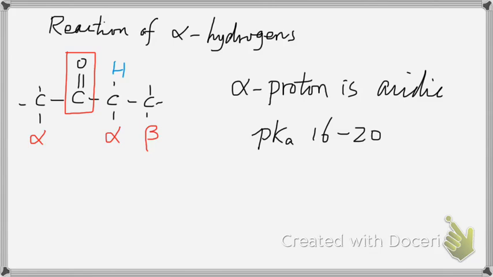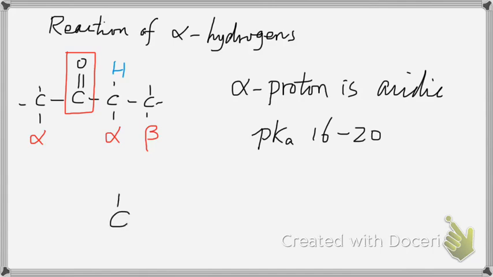So why is the alpha proton of the carbonyl acidic? Back to chapter 4 regarding the acids and the bases. I said this many times in class. If you are asked to compare the acidity of the acids, you need to take a look at the stability of the conjugate bases. If the base is stabilized, the acid will be more acidic, right? So let's take a look at the conjugate base of the alpha hydrogen.